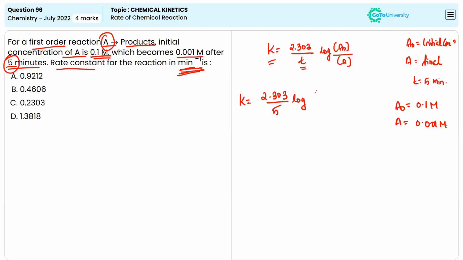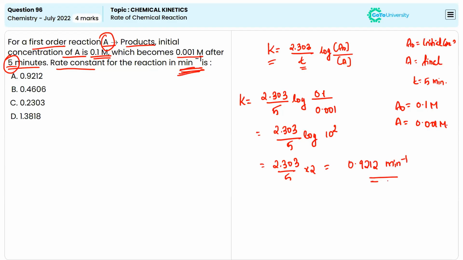So logarithm of 0.1 divided by 0.001. Now if you calculate this, you will get 2.303 by 5 times logarithm of 10 squared, that is equal to 2.303 by 5 times log 10 to the power 2, which will be 2 only. So if you calculate this, you will get 0.9212 minute inverse. So the final answer is 0.9212, and option A is the correct one.